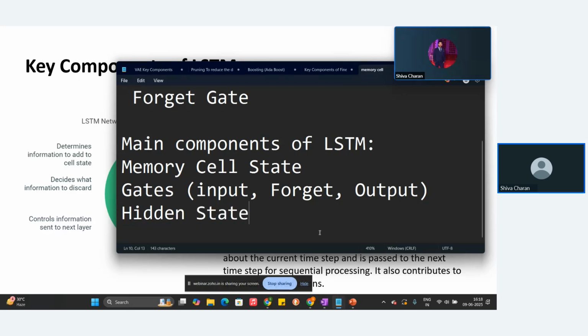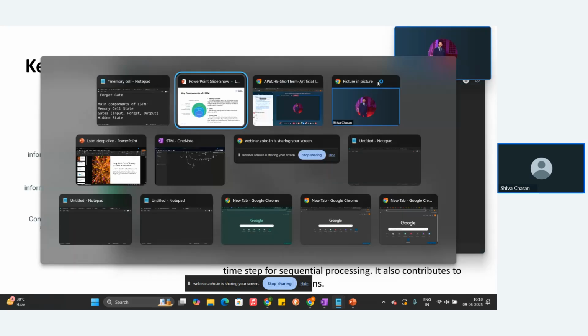సో మనకు LSTM లో త్రీ మెయిన్ కాంపోనెంట్స్, మెమరీ సెల్ స్టేట్ అనే ఒక కాంపోనెంట్ ఉంది, గేట్స్ అనే కాంపోనెంట్ ఉంది, హిడెన్ స్టేట్ అనే కాంపోనెంట్ ఉంది. సో now we will discuss about this memory cell state. Anyone heard of this memory cell state?